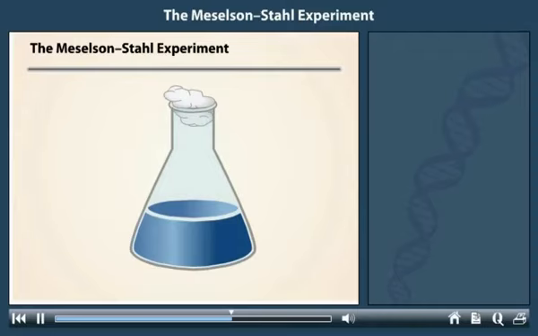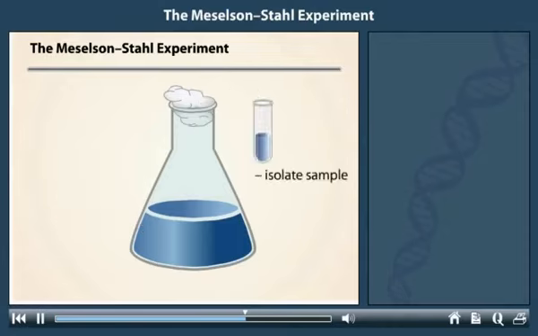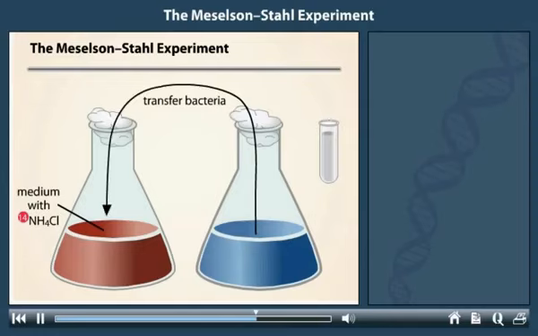They first grew E. coli for 14 generations in a medium with N15 in the form of ammonium chloride as the sole nitrogen source. Growing the bacteria for many generations ensured that all the DNA would be labeled with heavy nitrogen. At this time, they isolated their first bacterial sample, prepared the DNA, and added the cesium chloride for centrifugation. At the same time, some of the bacteria were transferred to N14 light medium and allowed to continue to grow. From this point onward, newly replicated DNA will be made with the light form of nitrogen.